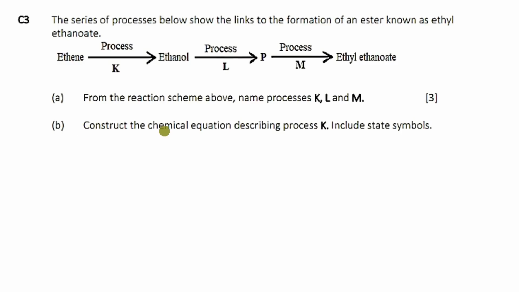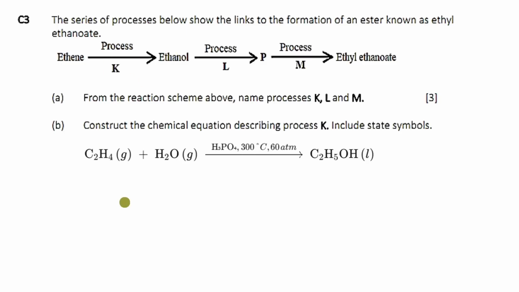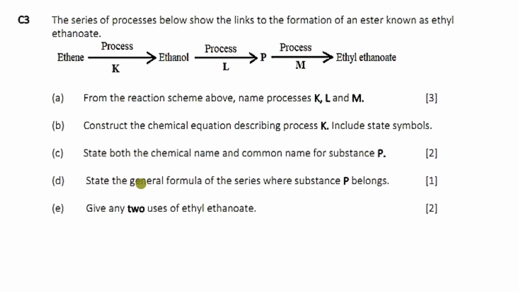So B, construct the chemical equation describing process K. Include state symbols. So ethene should react with steam to give us ethanol. So this is ethene, it is a gas, undergoes hydration, which is the addition of water vapor there, under phosphoric acid catalyst, it will form ethanol in liquid form. This is a balanced equation, including state symbols: gas, gas, liquid. Then we move on to the next question, which is C.